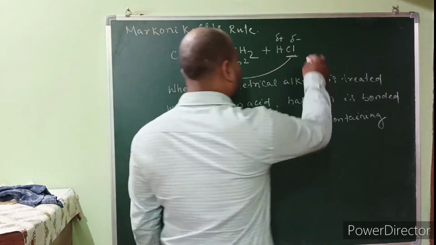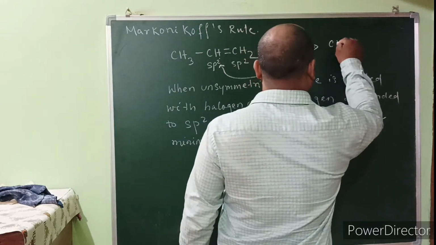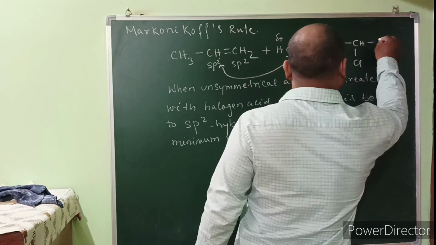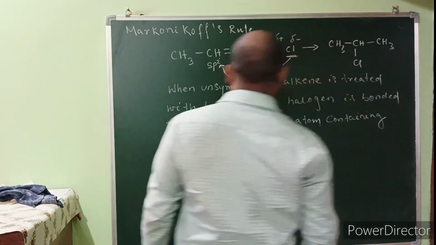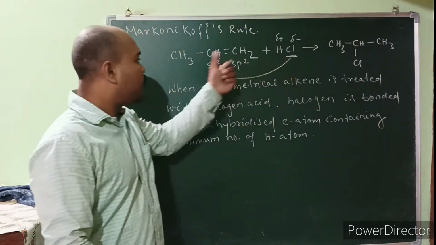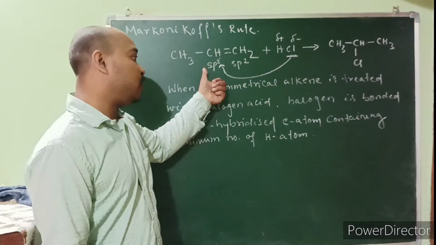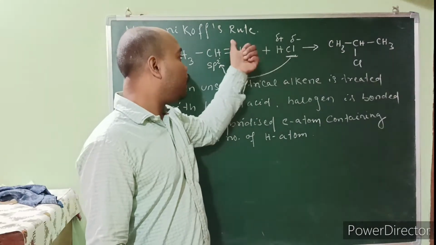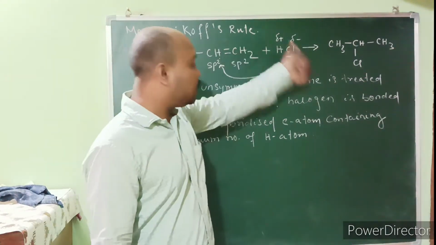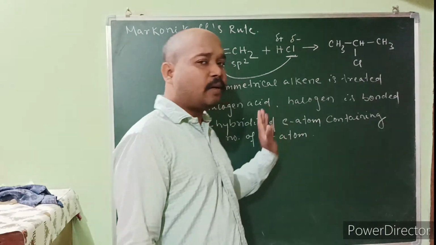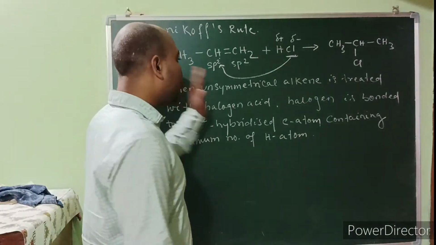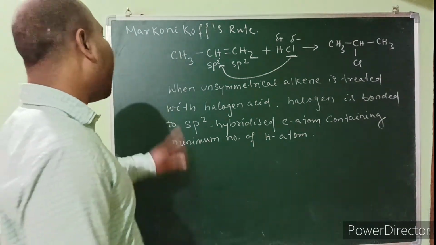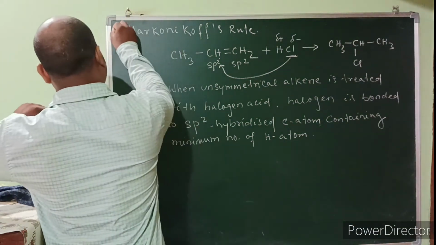So our product will be like this: CH3 CH Cl CH3. If chlorine is bonded to the sp2 carbon containing less hydrogen, then hydrogen will be bonded to the sp2 carbon containing maximum hydrogen. This is Markovnikov's rule and this is the way I have to do it. Then we will discuss anti-Markovnikov's rule.